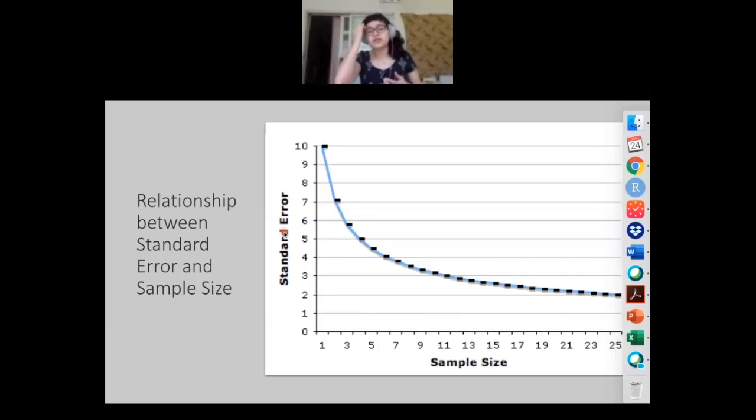And so this is very much rooted in statistical concepts and analysis and theory. That's not necessary for you to know, but you do need to know that as sample size increases, your standard error gets smaller. And this is all within probability sampling.